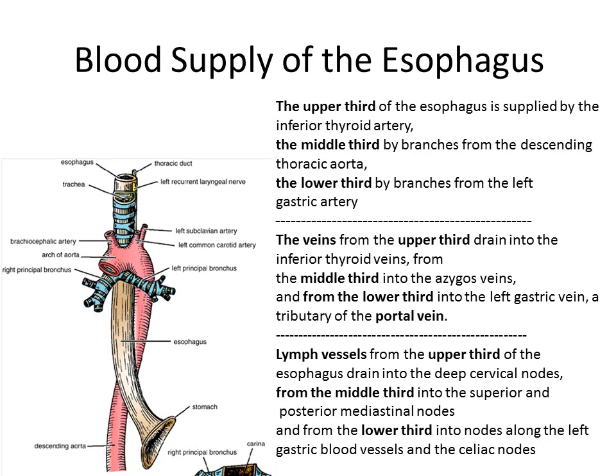Lymphatic vessels: the upper third of the esophagus drains to the deep cervical lymph nodes, while the middle third drains into the superior and posterior mediastinal nodes. The lower third passes along the left gastric blood vessels and the celiac nodes.